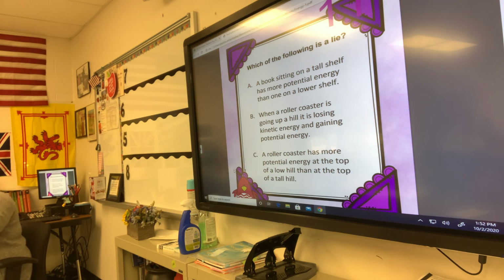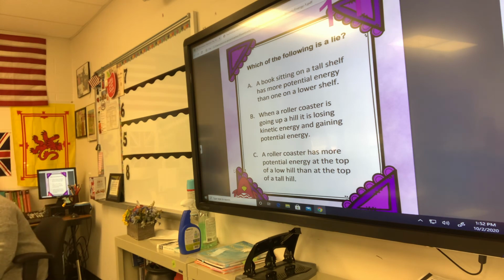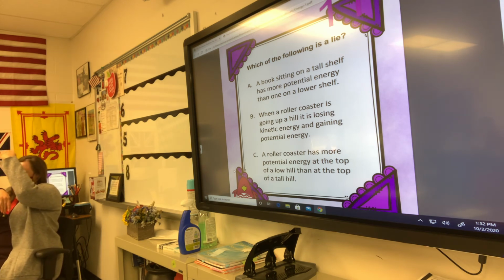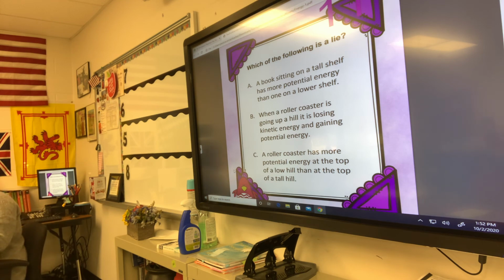It is C. So, a roller coaster has more potential energy at the top of a low hill than at the top of a tall hill. That one kind of threw me off even when I was reading it. That's not right, because think about it: here's my tall hill, here's my low hill. If you have a roller coaster sitting on top of one, which one is going to have more energy? The big one, right? So that is what makes C the incorrect answer.